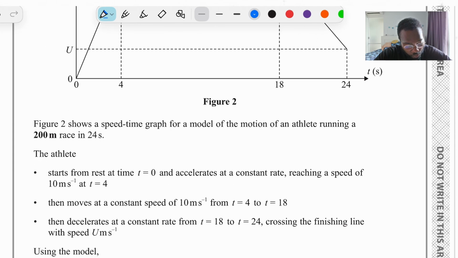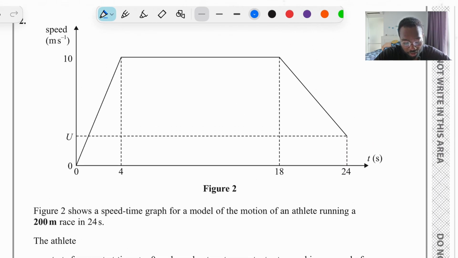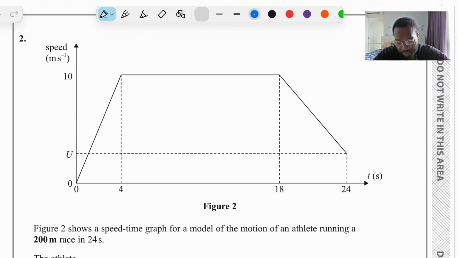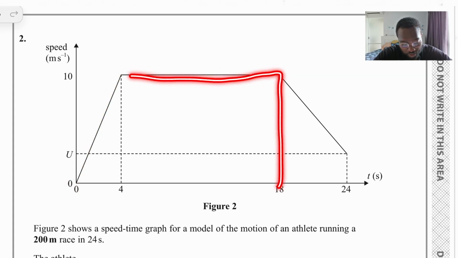Now, for part B, we need to find the distance covered by the athlete during the first 18 seconds of the race. First 18 seconds, so that is all of this. It's a bad drawing, but yeah, we need to do all of this. So we need to find the distance during the first 18 seconds of the race.